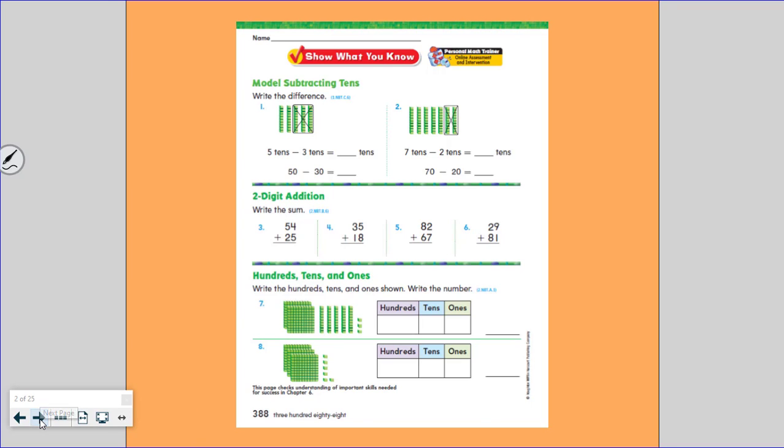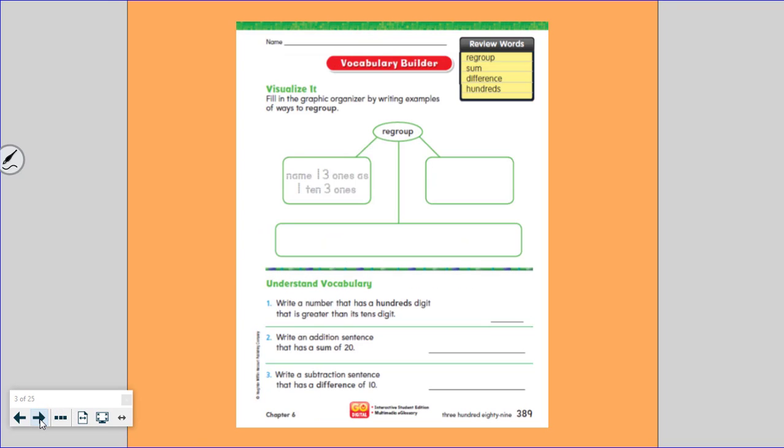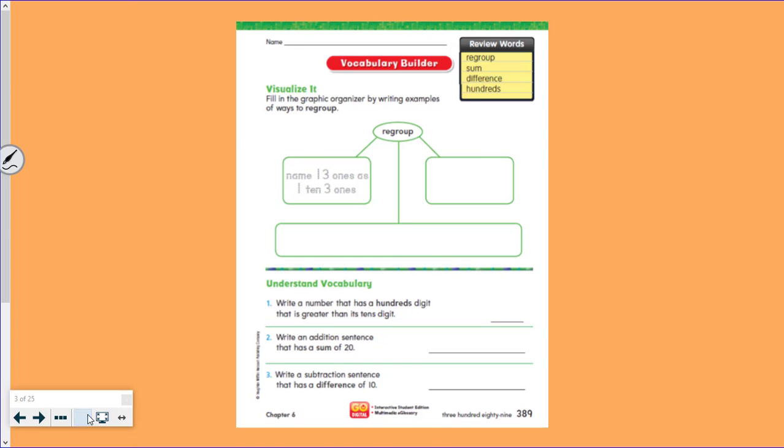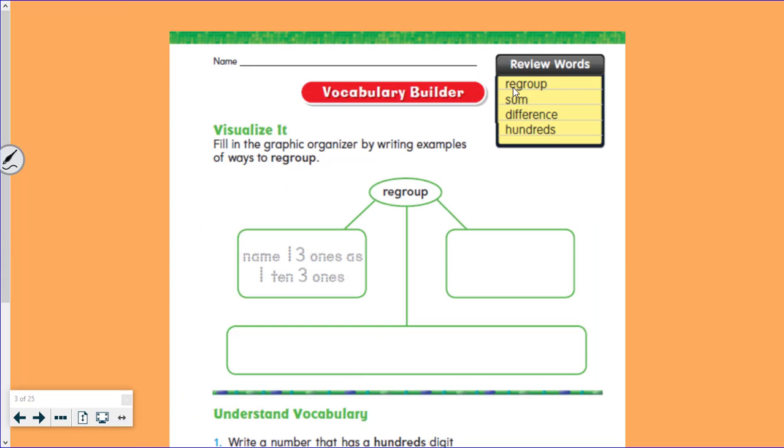All right, let's go to our next page. So we always do these little vocabulary builders, right, at the beginning of a chapter to get us thinking about some of the things we're going to be learning. So let's go through these review words first. Let's make this a little bigger. I read, you read, regroup, sum, difference, and hundreds.